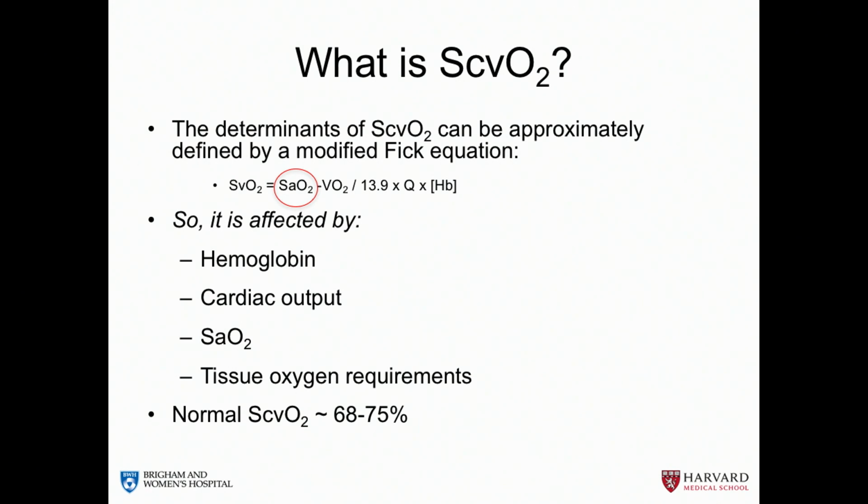And the central venous sat can give us some clear ideas about tissue oxygen requirements based on variability of this and the extraction of oxygen. And a normal central venous sat should be around 68 to 75%. So it becomes an important variable when that central venous sat either goes below normal or above normal.